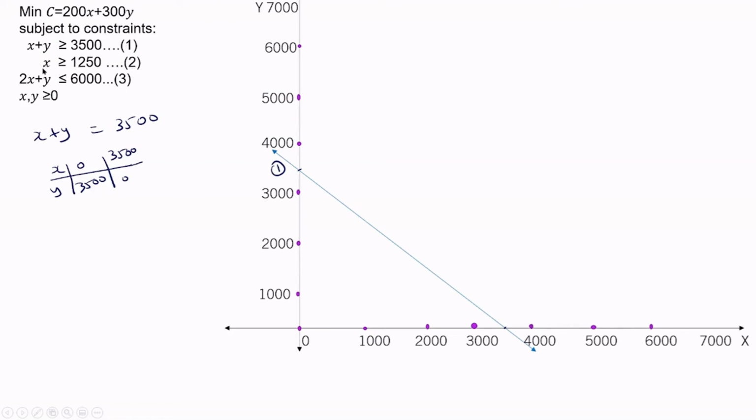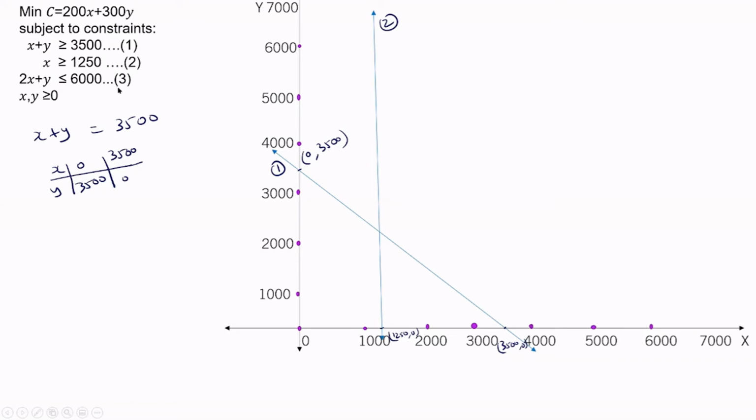And then the next inequality is x greater than or equal to 1250. So the line corresponding to x is equal to 1250 is a straight line passing through 1250 and parallel to the y-axis. So this is the line x is equal to 1250. So this is the point 1250 comma 0. This is 3500 comma 0 and this is 0 comma 3500.